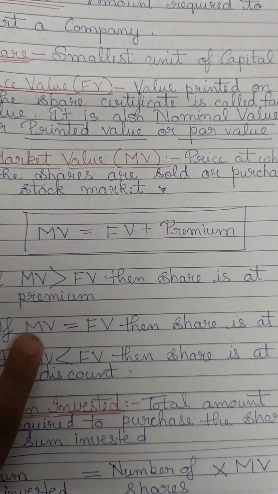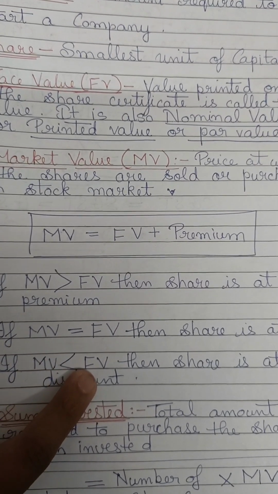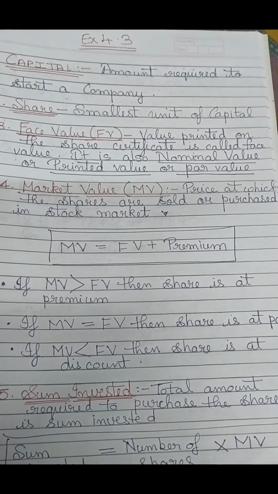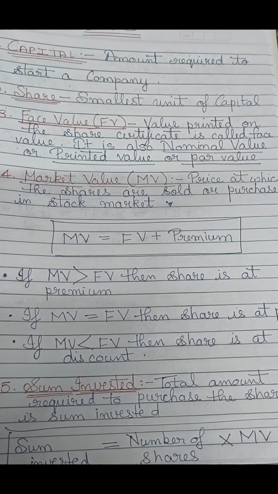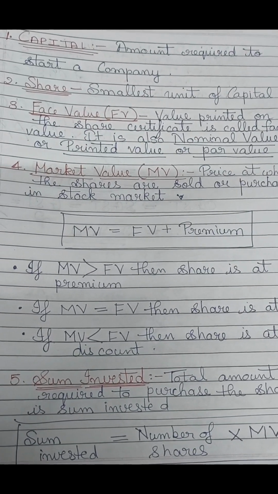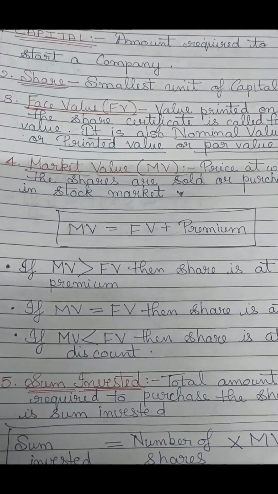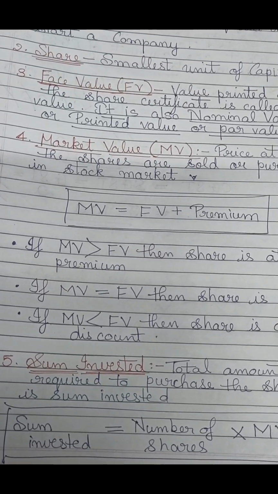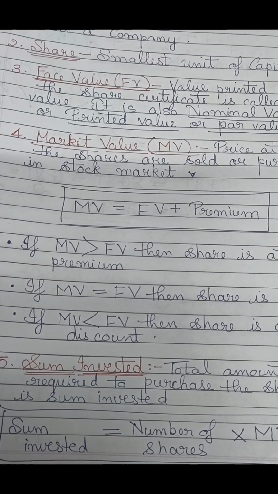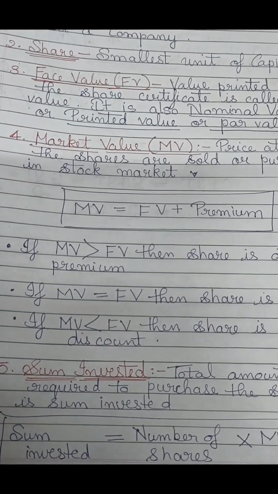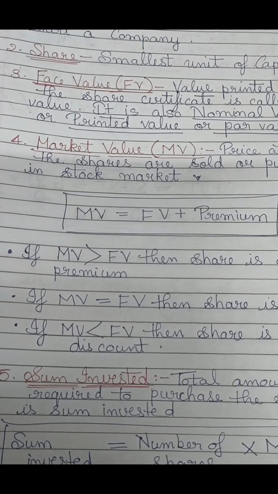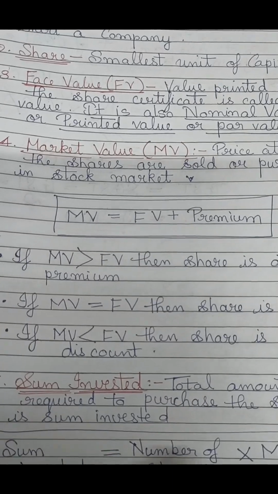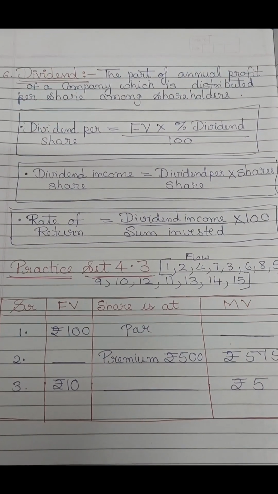And if the market value is less than the face value, means you're in a loss, then that word is called as discount in stock market. Next one is sum invested. Total amount required to purchase the shares is the sum invested. Means supposing I want to buy 5 shares of 500 each. So I need to pay them a certain amount, isn't it? 2500 maybe. So that is the sum invested, means I have bought 5 shares with each market value to be 500.